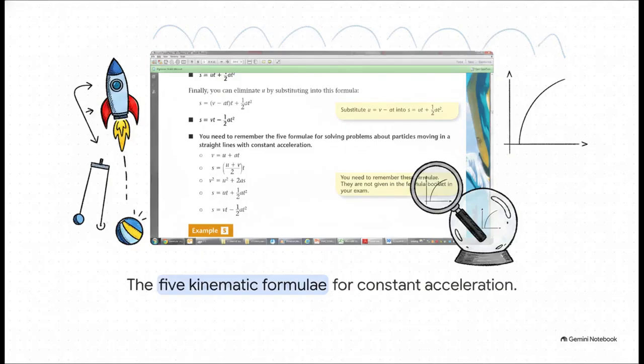And here is that toolkit I promised you. By selecting the right equation from these 5 famous kinematic formulas like V equals U plus AT or S equals UT plus 1/2 AT squared, you can completely eliminate the variables you don't know. It allows you to mathematically predict exactly where an object will be, how fast it'll be going, or how long it'll take to get there. It's literally like having a physics crystal ball.